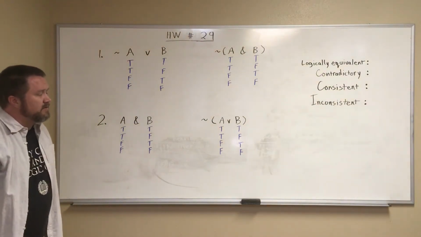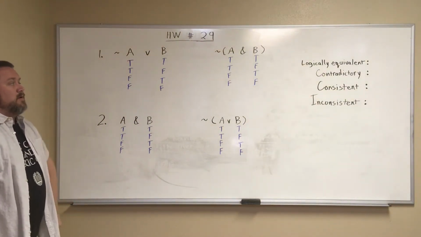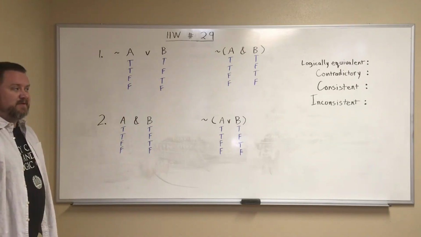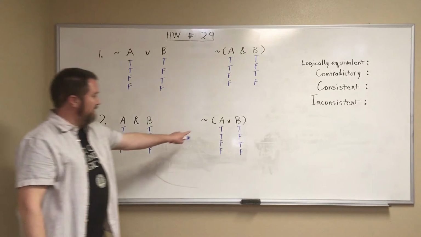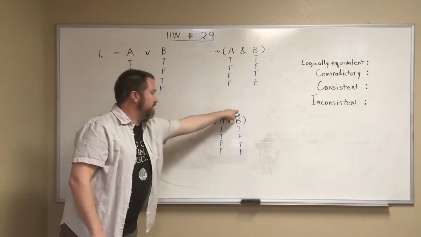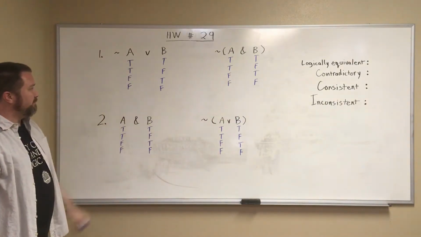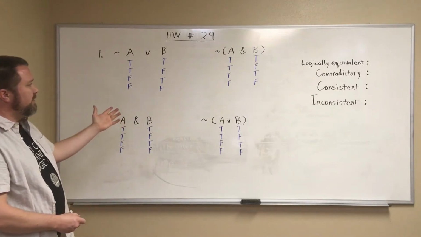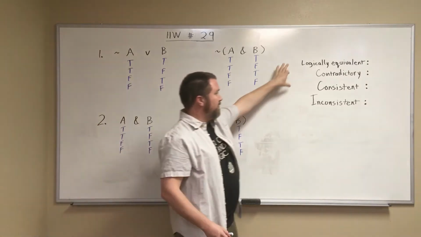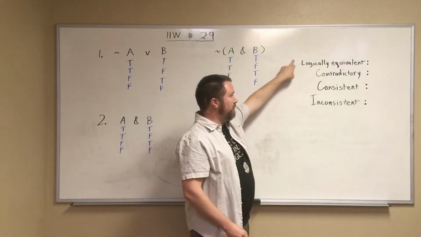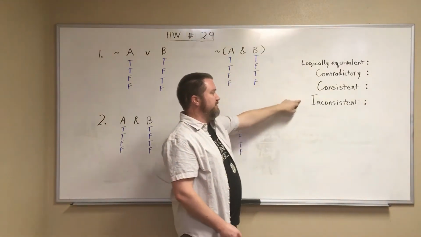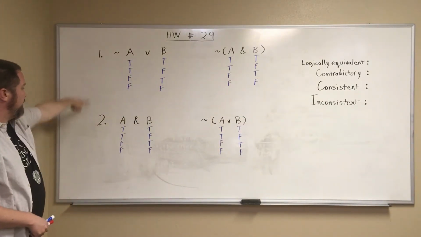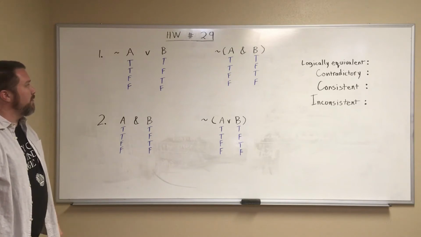So in the last videos that I did, we were just translating compound propositions into standard propositional logic form, like these ones here. And now we're going to compare 2 different statements and see what category they fall into: logically equivalent, contradictory, consistent, inconsistent.